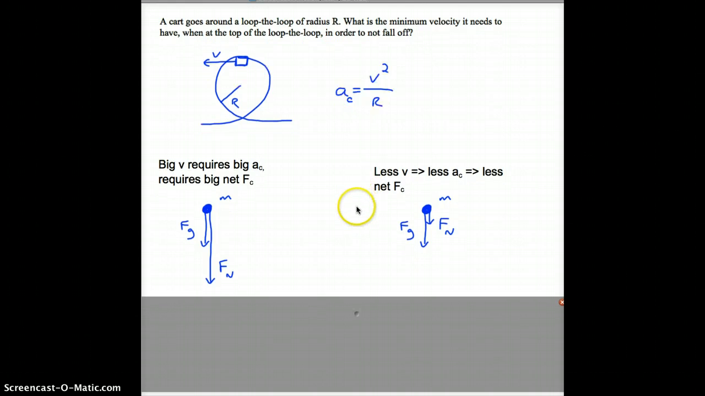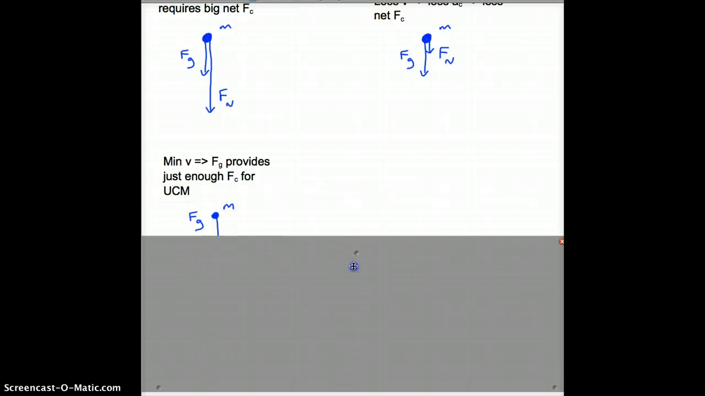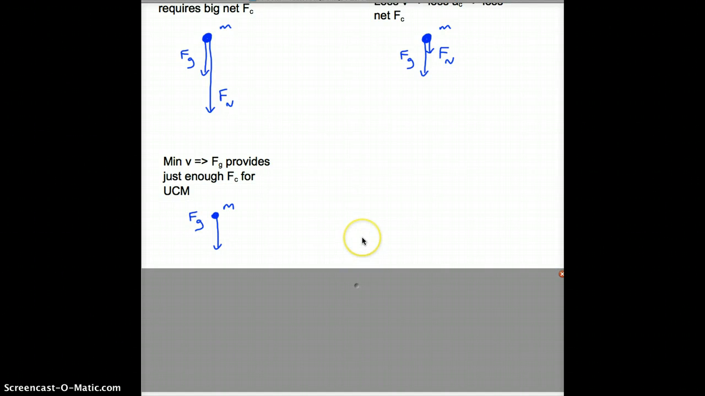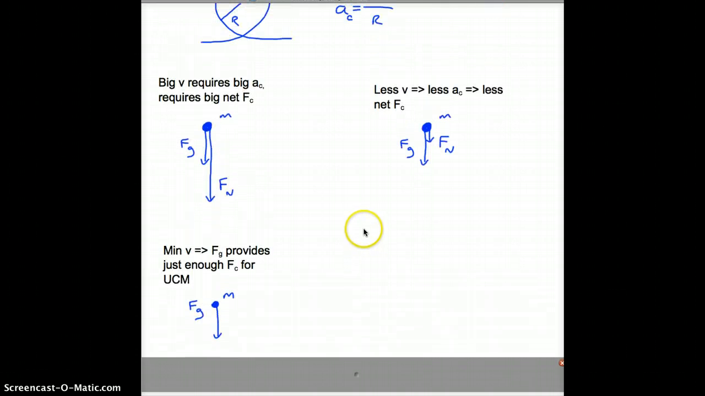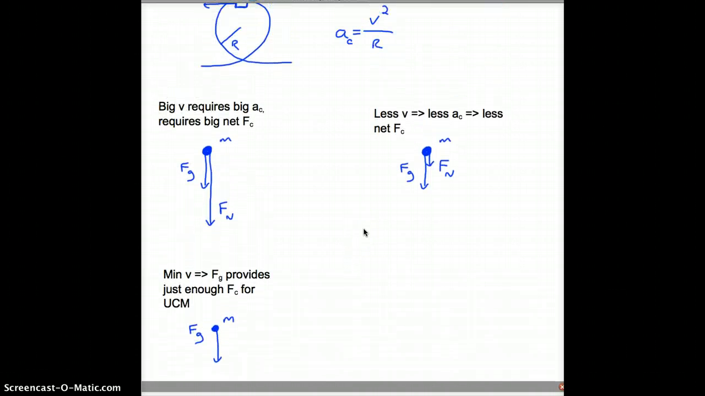Now let's think about the minimum velocity that we need. If we have the minimum velocity that will keep it going around in the circle, that's like saying that the gravitational force provides just enough centripetal force to keep it in uniform circular motion. You don't need a normal force when you have a little enough velocity, where it's barely leaving the track. Barely leaving the track means barely leaving contact with the surface of the track, barely losing the normal force altogether. So I think that this is a free body diagram of the cart when it has just enough velocity to go around. The only force acting on it is gravity down.